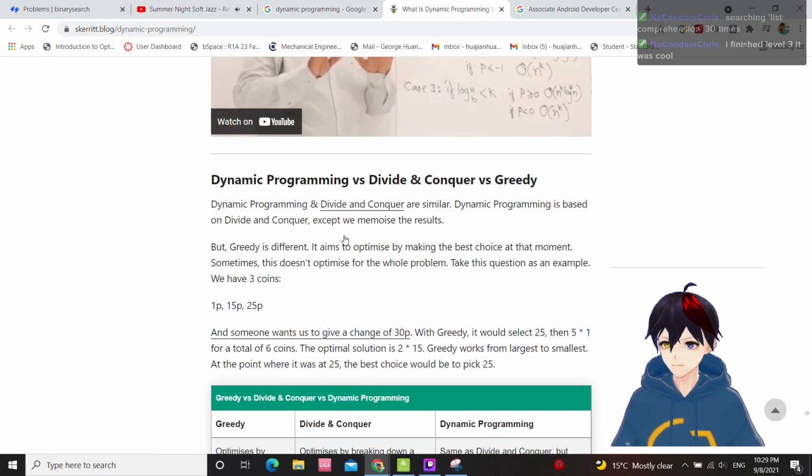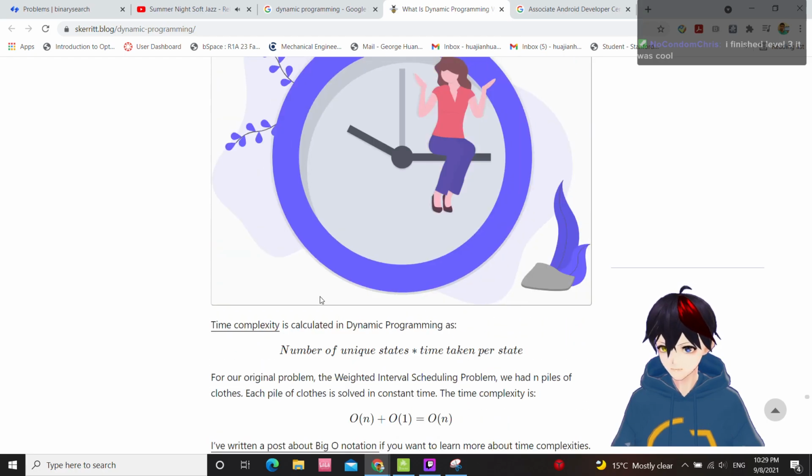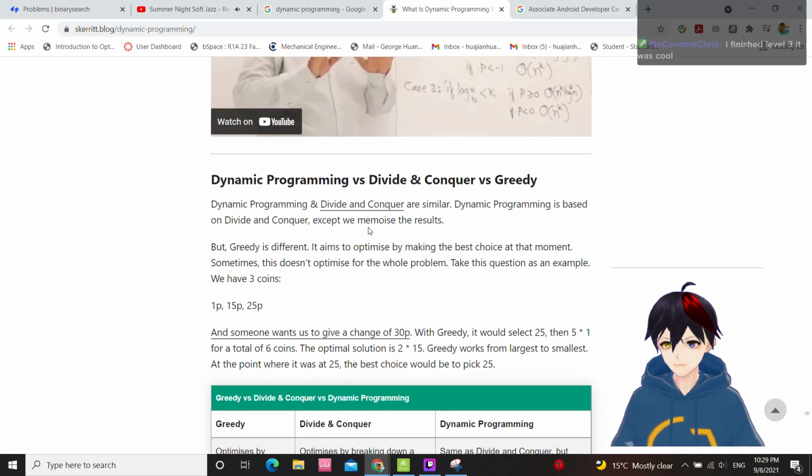In programming, what's the difference? I'm actually curious. Versus divide and conquer versus greedy. It just memoized the divide and conquer result, right? Greedy, like, basically looks for every single solutions.